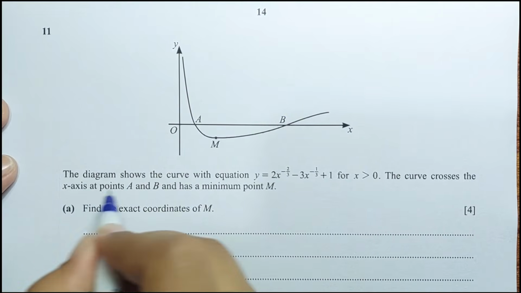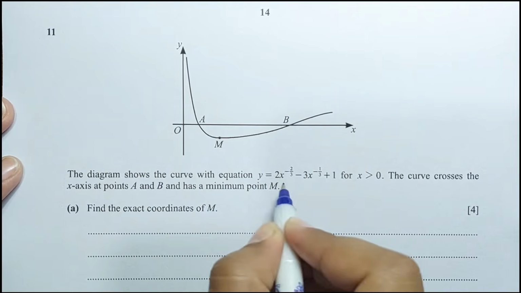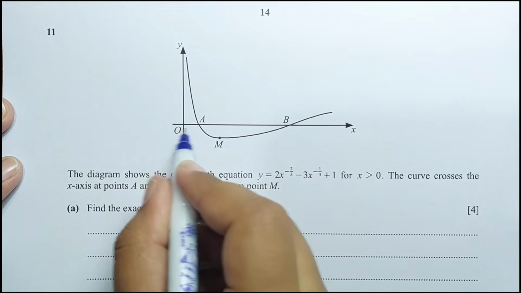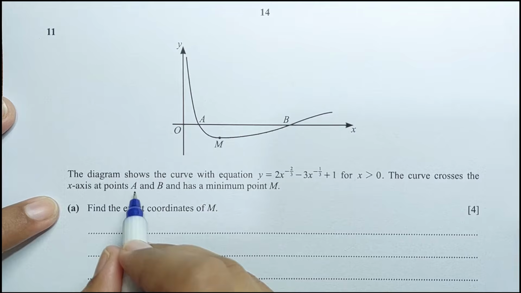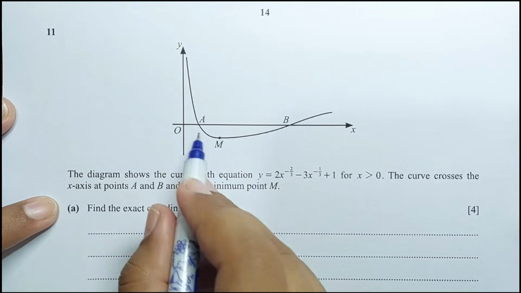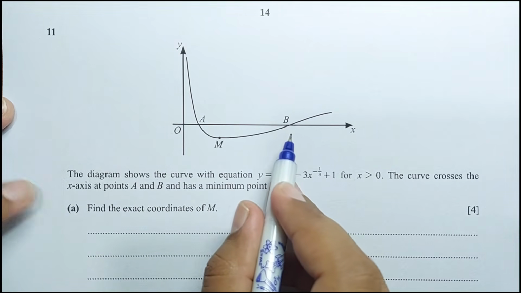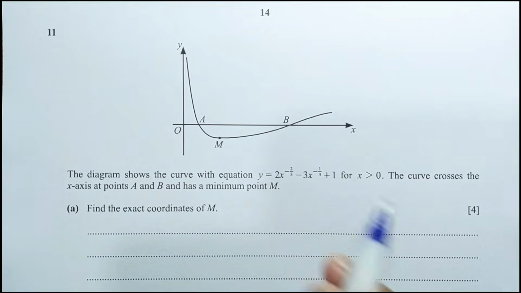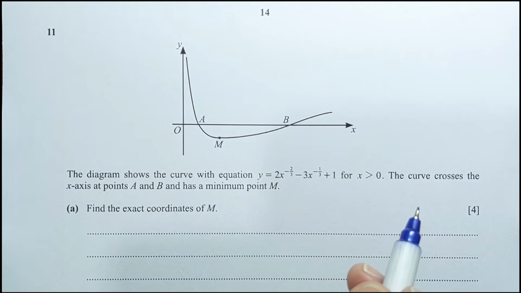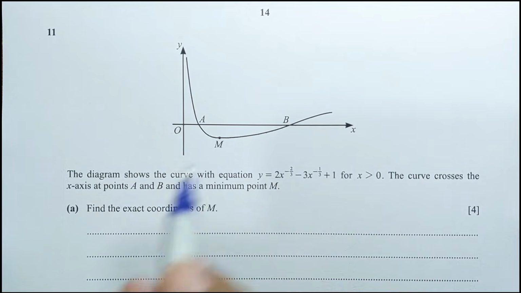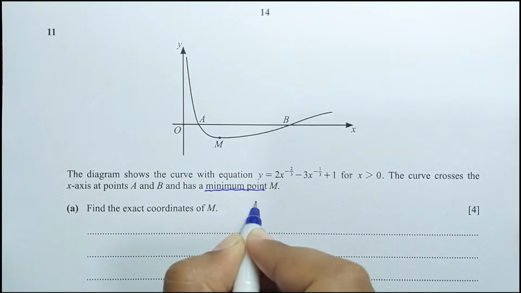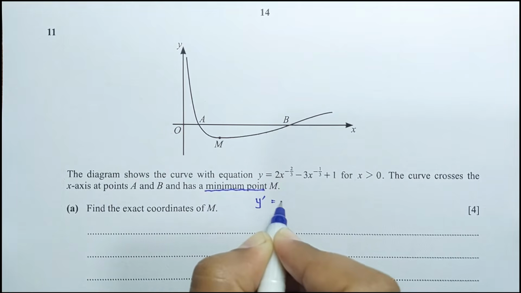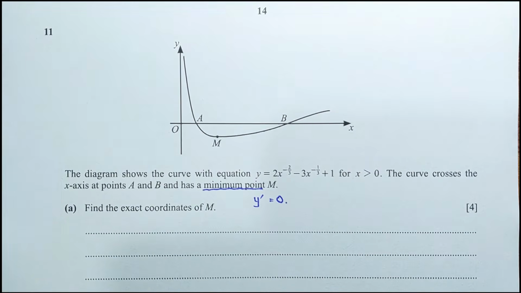Question number 11. The diagram shows the curve with the equation this, for x greater than 0, positive values. The curve crosses the x-axis at points A and B. When the curve crosses the x-axis, it means the y components are 0, and it has a minimum point at M. Part A, find the exact coordinates of M. Okay, so whenever we have to find the minimum point, we have to put y prime equals 0 and solve for x and y.